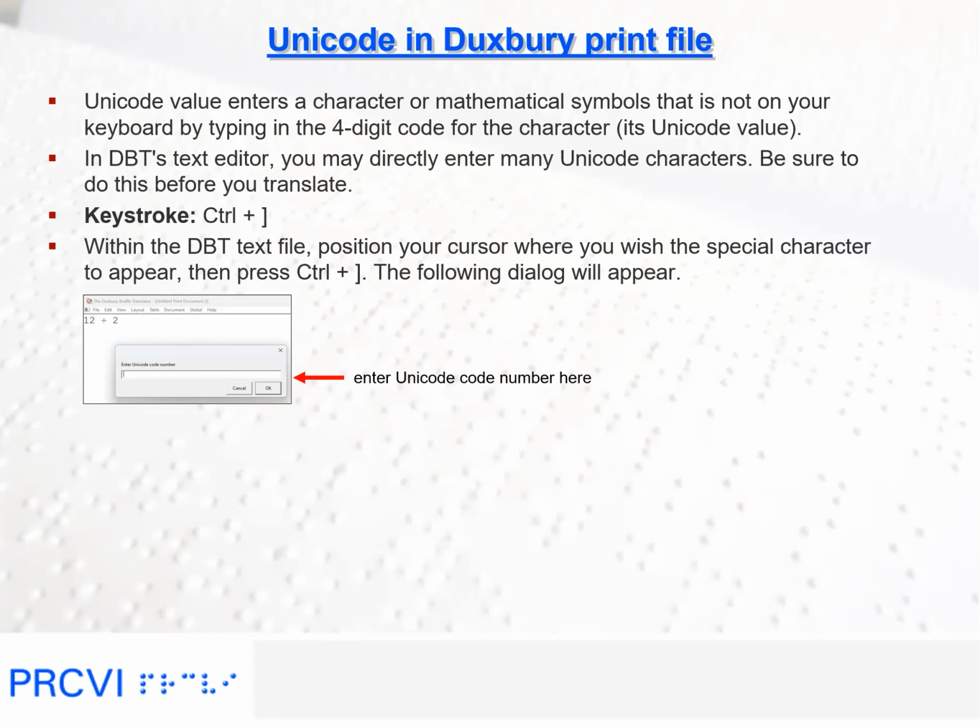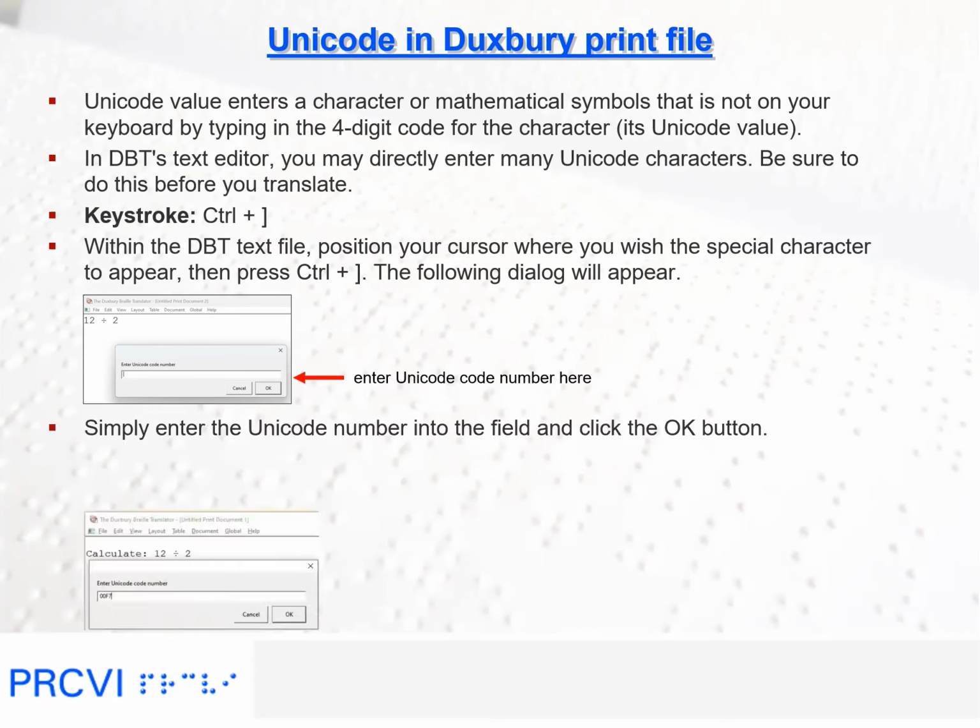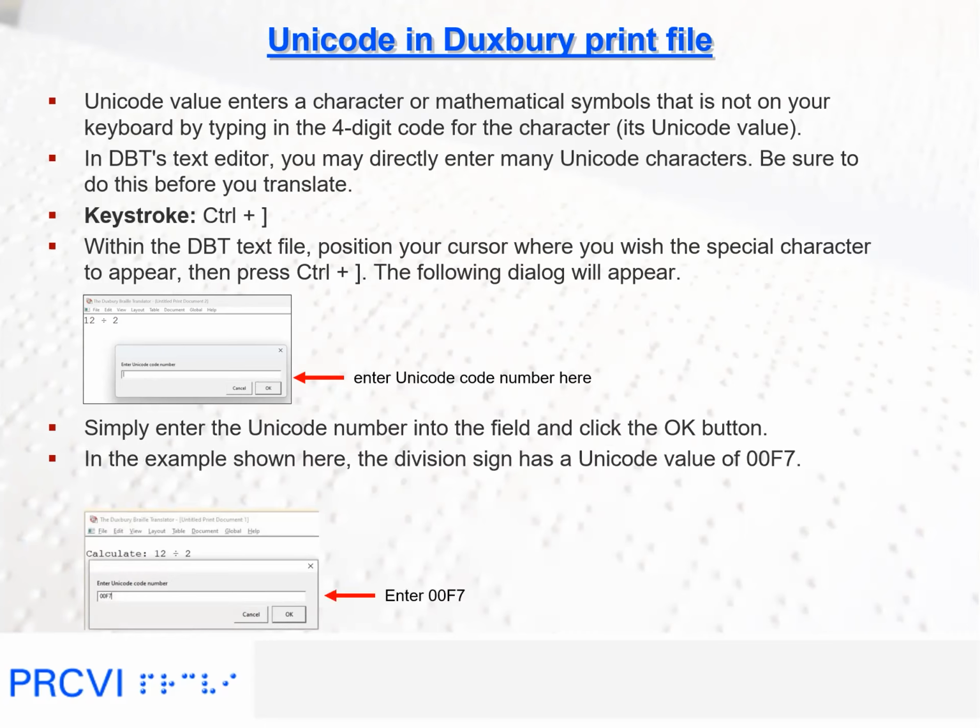In the example shown here, calculate 12 divided by 2. I kept the cursor between 12 and 2. Then I pressed Control plus right square bracket. I entered 00F7 in the field and then clicked on OK. The division sign appeared in print.